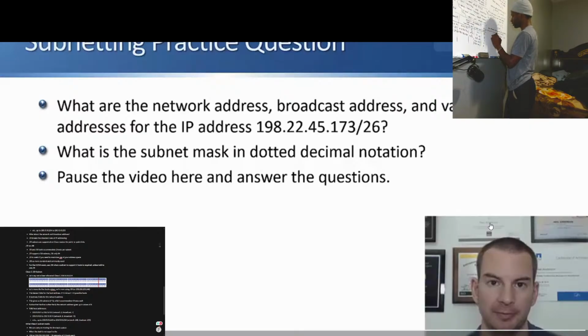Bits over there, so that would be 2 for the network address. That would be 2 over 24. 26 minus 24, that's 2. So 2 to the power of 2, that's 4. For broadcast, that would be 2 to the power of 2 minus 2, which is 4 minus 2, which is 2.